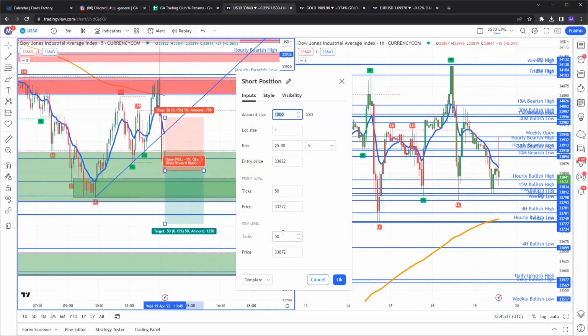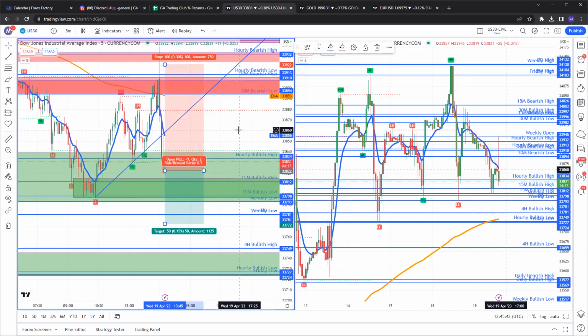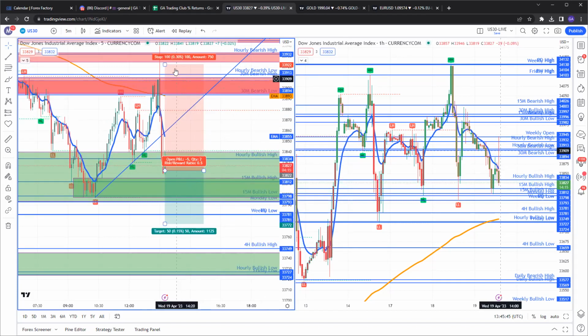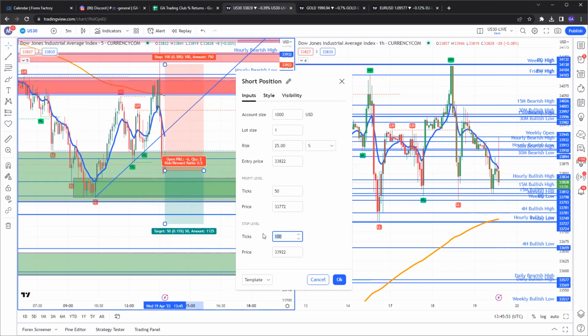So if you're already in the trade with 50 pips stop loss and TP, that's fine. I'm in the trade with 50 pips stop loss and TP, but this is the beauty of 100 pips, right? Stop loss would have been above this supply zone, within a supply zone, above the hourly bearish high, but I'll just leave it at 50 for now.